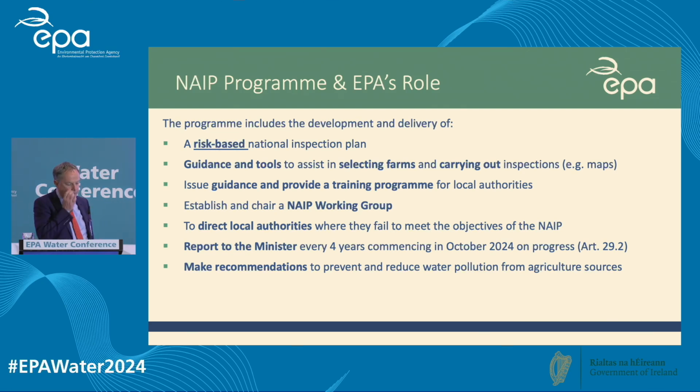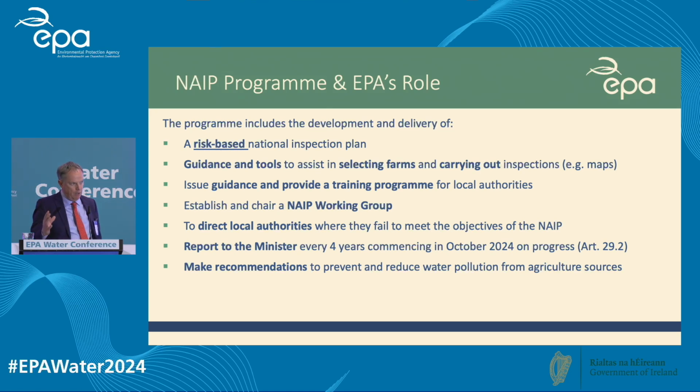We're doing a lot of this work through the establishment of a NAIP working group, which is a very effective working group. The EPA chairs that. There are representatives from 6 local authorities, the CCMA, DAFM, the Department of Housing, LAWPRO and Inland Fisheries Ireland on that group. It's a very proactive group, and it's all about improving and ensuring a consistency of approach throughout the 31 local authorities throughout the country.